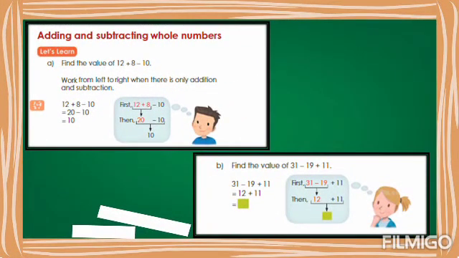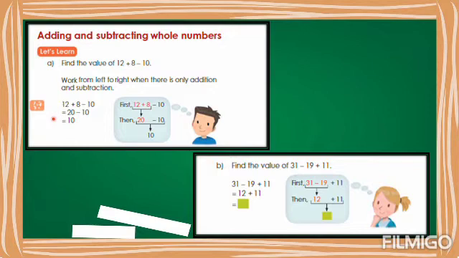In this slide, class, we'll be learning how to add and subtract whole numbers. There are two problems that we'll be using for our discussion. The first problem is to find the value of 12 plus 8 minus 10. Always remember, class, in finding the value, we work from left to right when there is only addition and subtraction. As you see on the solution, let's add first the 12 and the 8.